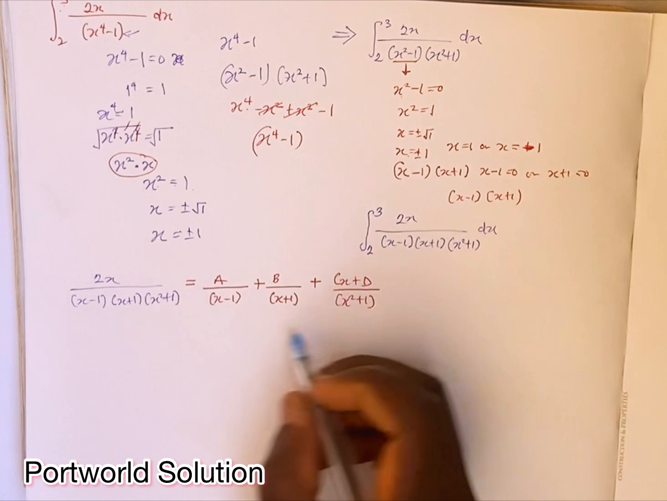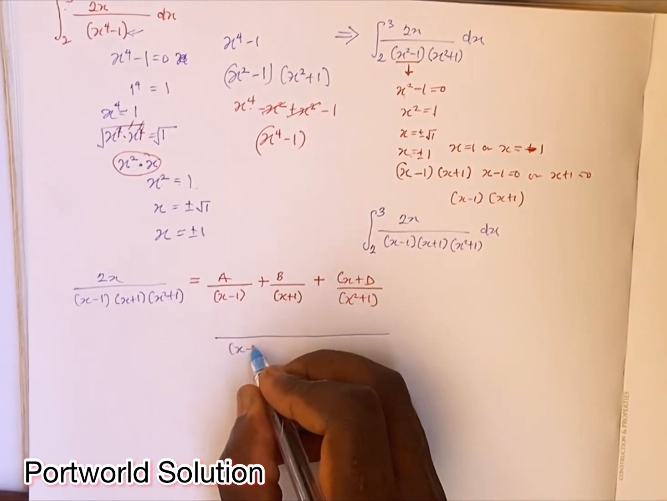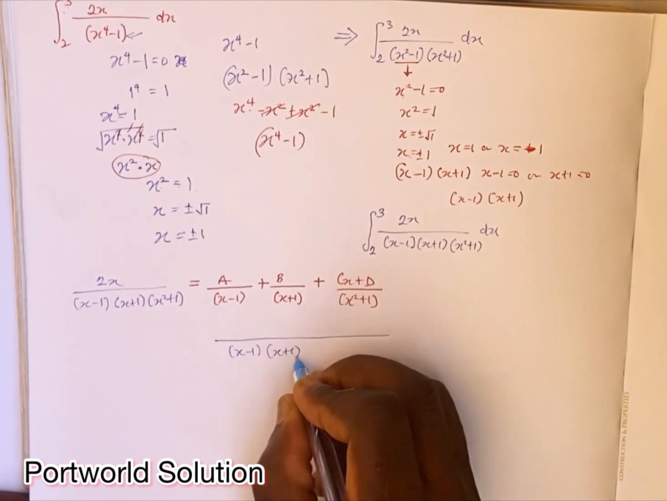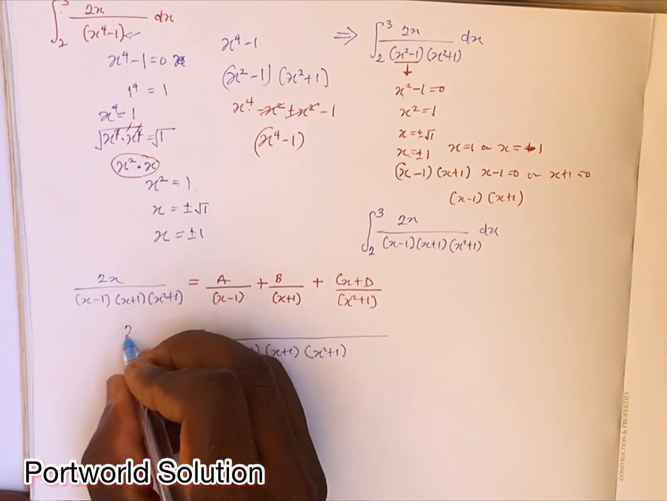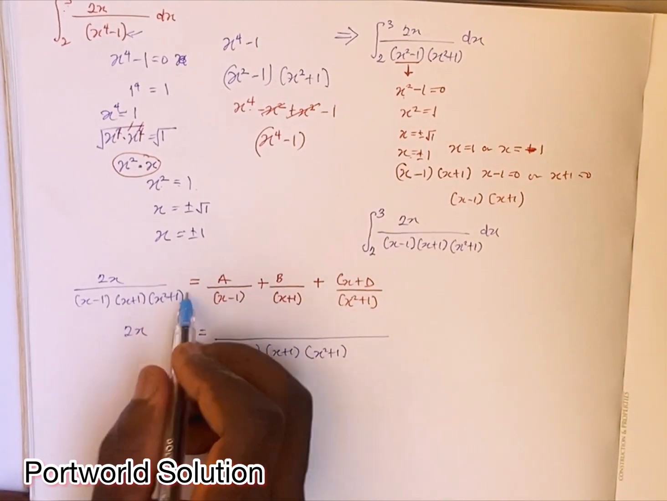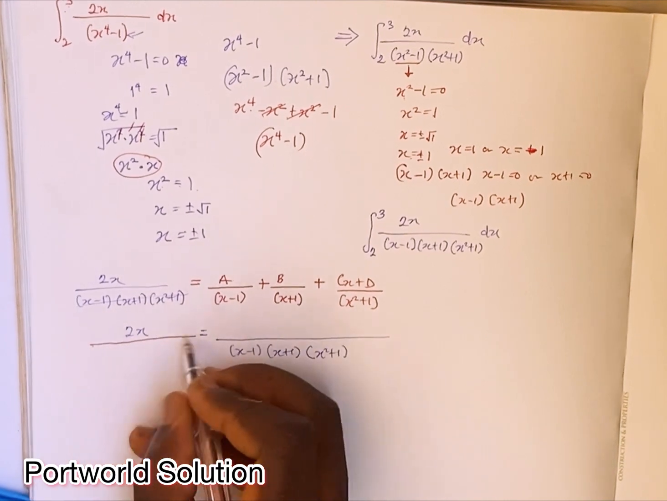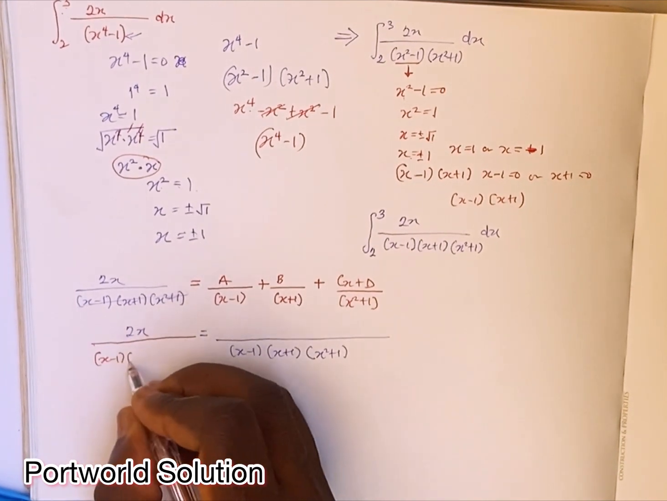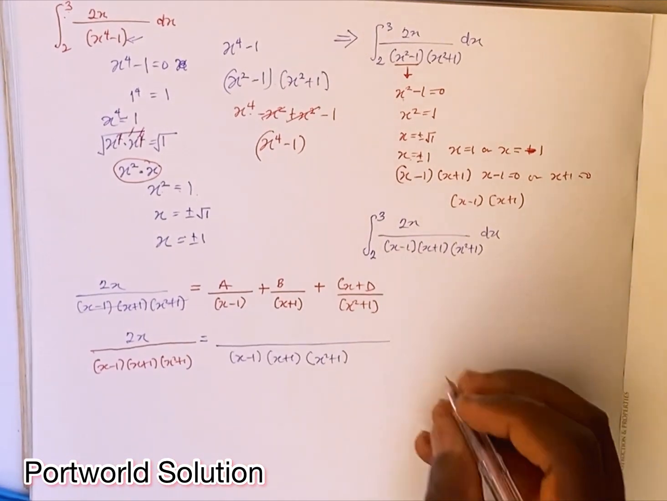Now let's just go ahead and resolve it into partial fractions. So resolving this one, I'm going to have (x minus 1) into bracket (x plus 1) into bracket (x squared plus 1), which is equal to, that's 2x. Let's just assume that this has cancelled this out. That's just a waste of time, but let's just put it there. I'm going to have (x minus 1)(x plus 1)(x squared plus 1). That's just it.